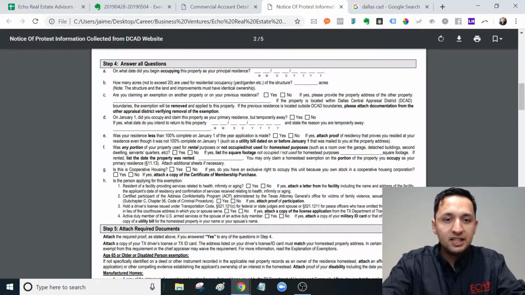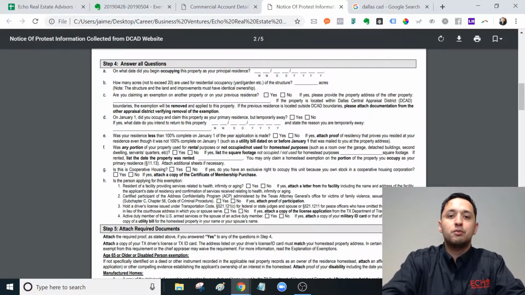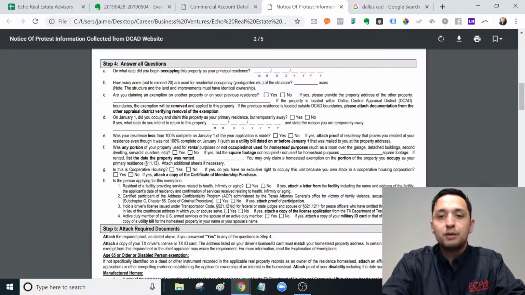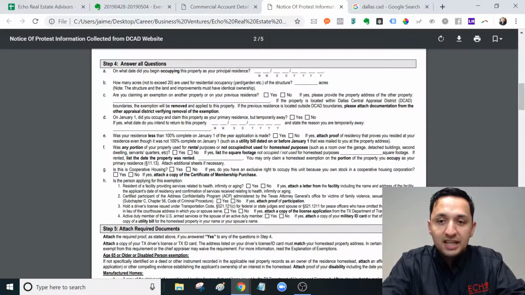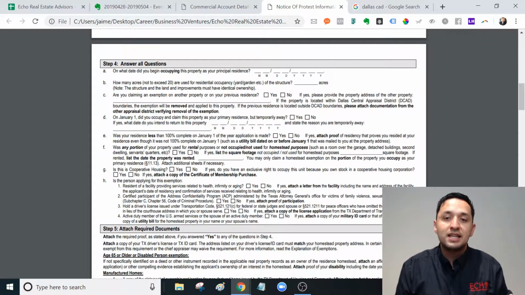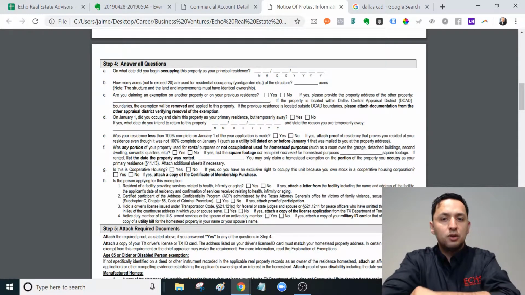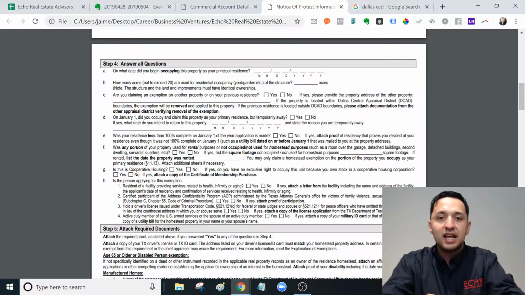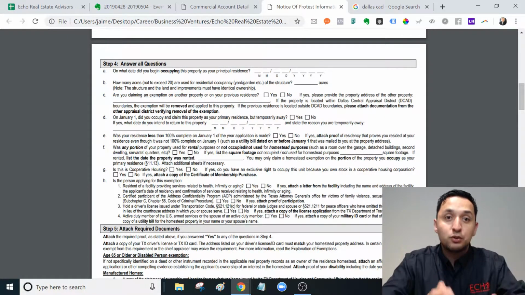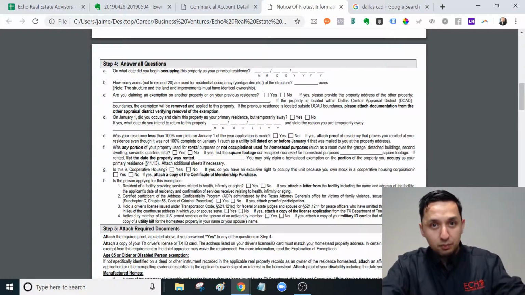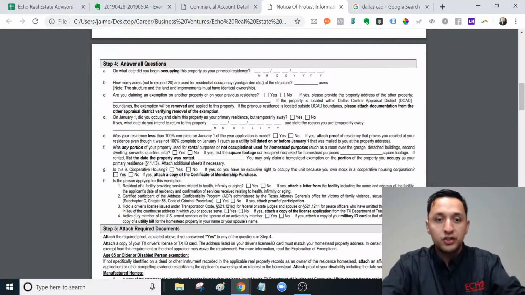Are you claiming an exemption on another property or on your previous residence? For this example, I'm going to put no, but if you would have put yes, they would have asked you for that address and most likely the county in which it is registered. You can only have one homestead exemption at a time. That's what they're asking for. So if you have it on another property, then you would need to move it over to you.